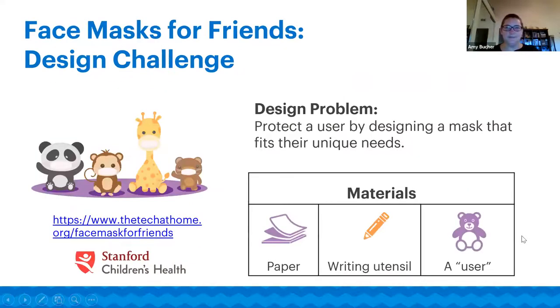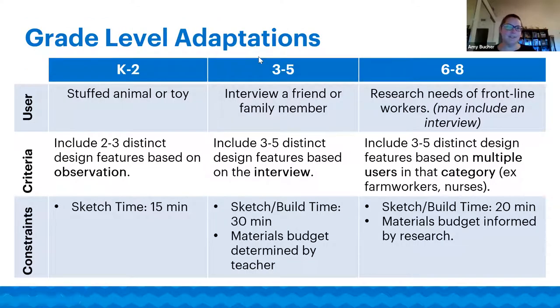Okay. All right. So now we are going to actually design some face masks. You only need a few materials, some paper, a writing utensil, and a user. And your design problem is to protect the user by designing a mask that fits their unique needs. So to give you some variation by grade level, you could adapt this challenge. This is an example of how you could adjust this activity by grade level and adjust the user as well as the criteria and constraints.